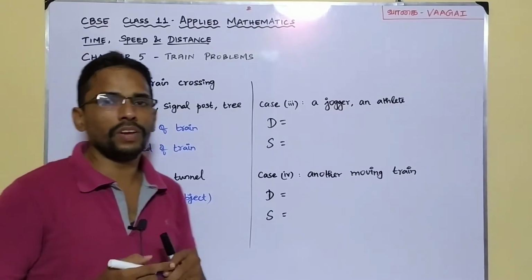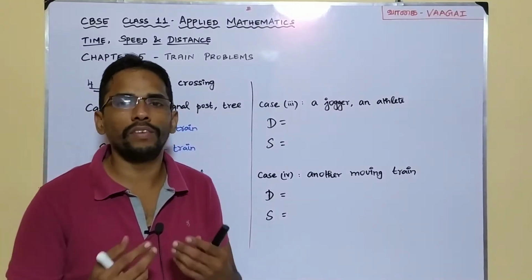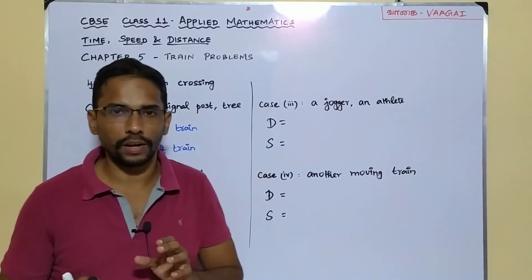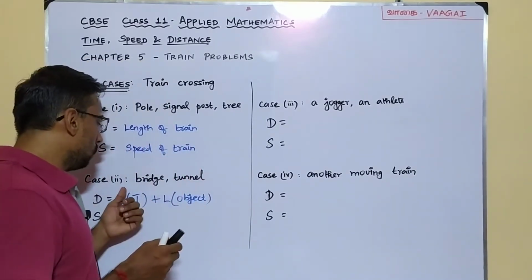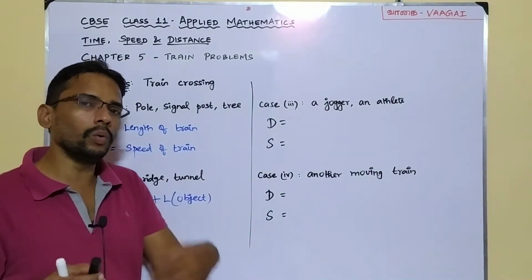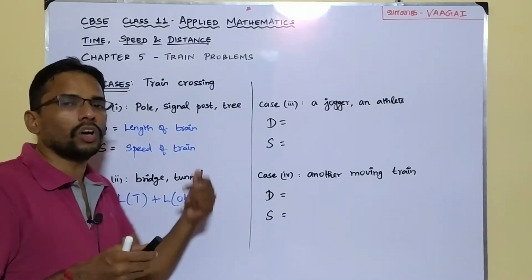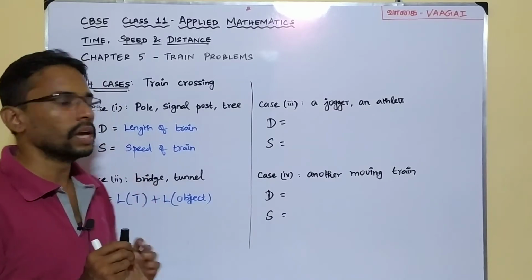So in case 1, we have only single point objects, they don't have any specific length. In that case, we are just considering only the length of the train. But in case 2, we have objects that do have some length. So that's the reason we are adding up the length of the train with the length of that object also. Okay, yeah, fine.